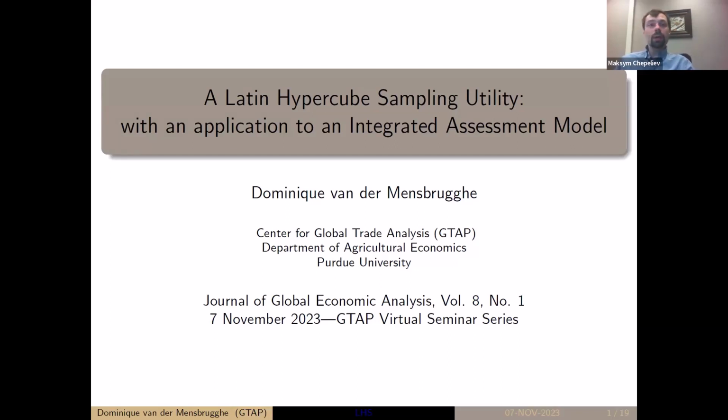In this paper, as you will see later in this presentation, Dominique is developing a utility that creates a Latin Hypercube sample that allows you to sample a wide range of different parameters, essentially replicating the Monte Carlo sampling strategy. Some of you might be familiar with Gaussian quadratures that are used in systematic sensitivity analysis in the GTAP utility. The application that Dominique will present is somewhat similar, but more universal.